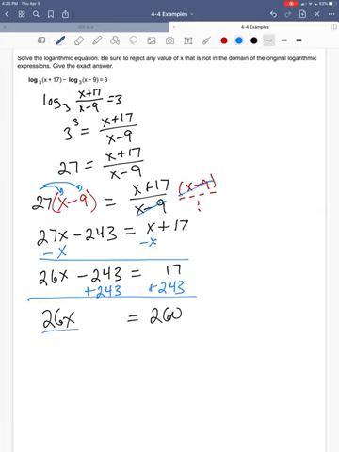And in a logarithmic equation, I just need to make sure that this doesn't cause me to take the log of 0 or the log of a negative number. Those aren't allowed. So if I plug the 10 in up here, 10 plus 17 is 27. Log of 27 is fine. If I plug 10 in here, 10 minus 9 is 1. Log of 1 is fine. So I don't have to discount that as a solution, and that would be the solution to my equation.